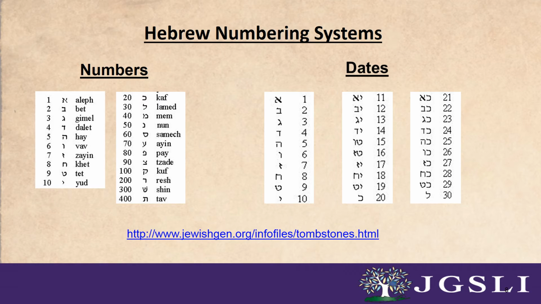This works out well until you get to 15 and 16. 15 and 16 would be Yud He and Yud Vav. However, since the name of God is represented by the letters Yud He Vav He, we don't want those combinations on a headstone. Therefore, with a little creative math, 15 is represented not as 10 plus 5, but 9 plus 6, Tet Vav, and 16 is 9 plus 7, Tet Zayin. And then we return to adding 10 plus 8 and so forth.